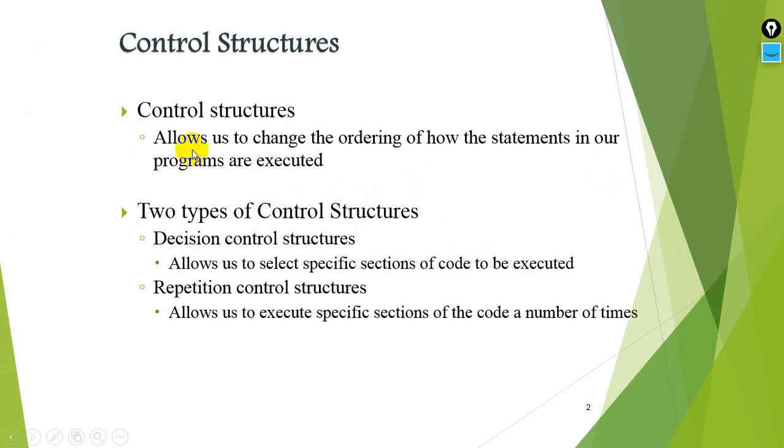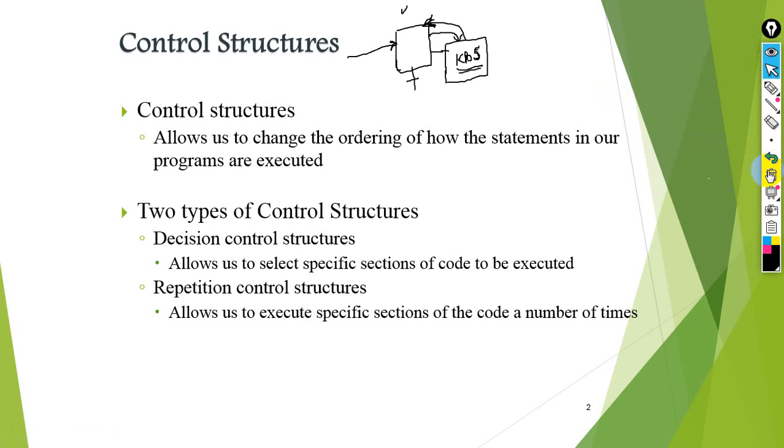We can say control structures allow us to change the ordering of how the statements in our program are executed. For example, in Java programming, if this is the start of the program, and this is statement 1, statement 2, statement 3, statement 4 and up to statement n.